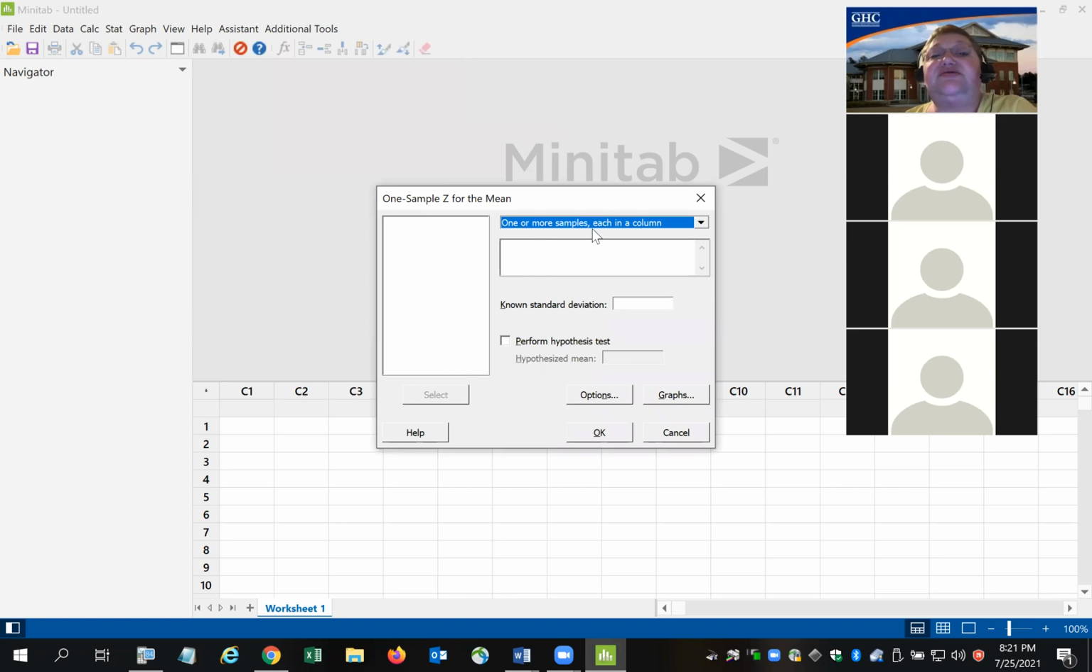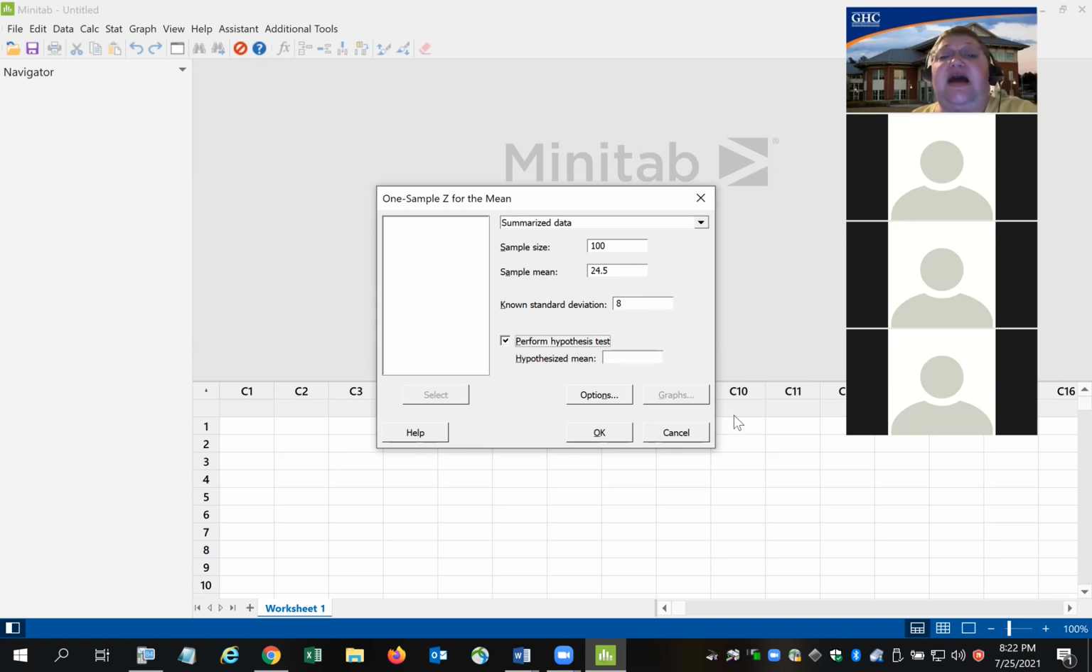Do you have one or more samples each in a column? I do not. I have summarized data, which is what we typically use. It asked me for the sample size, which was 100. It asked me for the sample mean, which was 24.5. The known standard deviation. Minitab calls the population standard deviation the known standard deviation, which is 8.